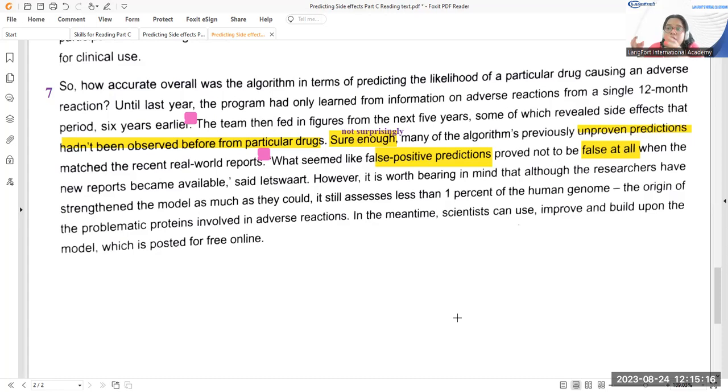But keep in mind, the researchers are trying their best, but right now the algorithm has the ability to only evaluate 1% of the human genome. Human genome is the gene picture of the humans. And that human genome, which is the origin of the proteins that cause the side effects, it only has 1% of the human genome. Based on that, everything is going on. So keep in mind that it does not have the full human genome. It only has 1% of it. Again, the human genome is the one that is responsible for the proteins that cause the side effects. But the scientists, in the meantime, even though that is the case, are trying their best to build and improve the algorithm, and it is also posted for free online.